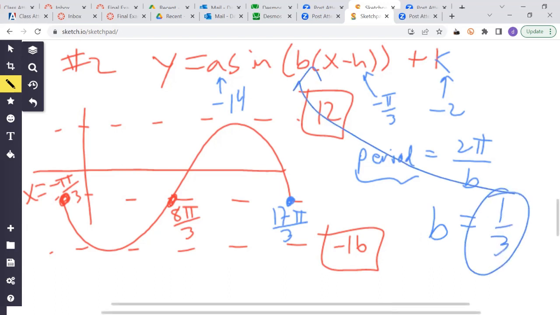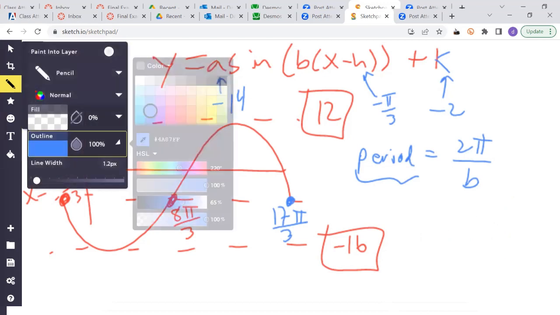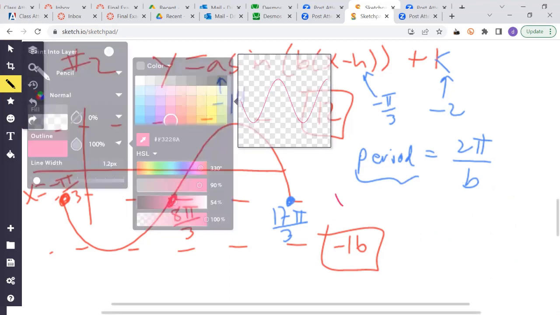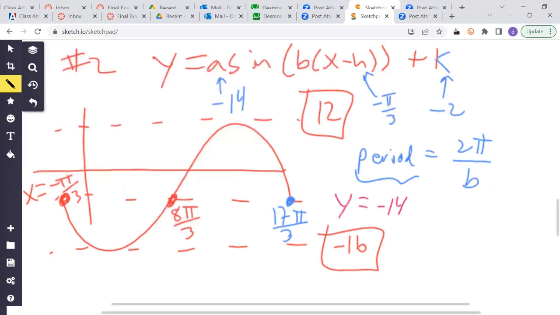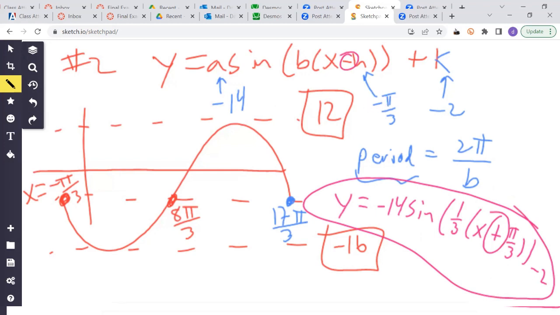And that goes in right there. So our final answer, let me do it down here in pink. Our final answer should look like y equals -14 sine of 1/3 x plus pi-thirds minus 2. The plus, because of the subtraction of a negative, a double negative gave us back a positive. So final answer for number 2.